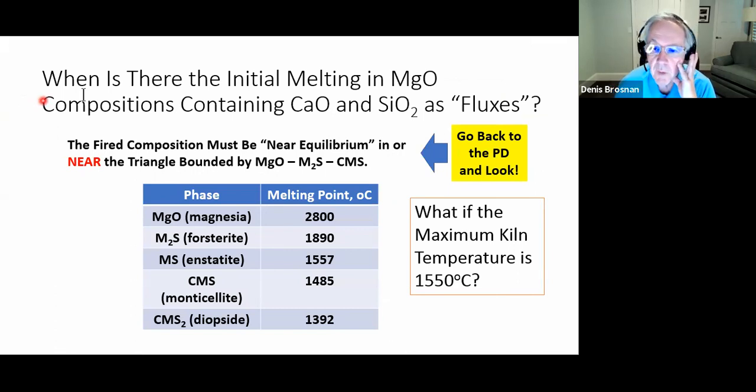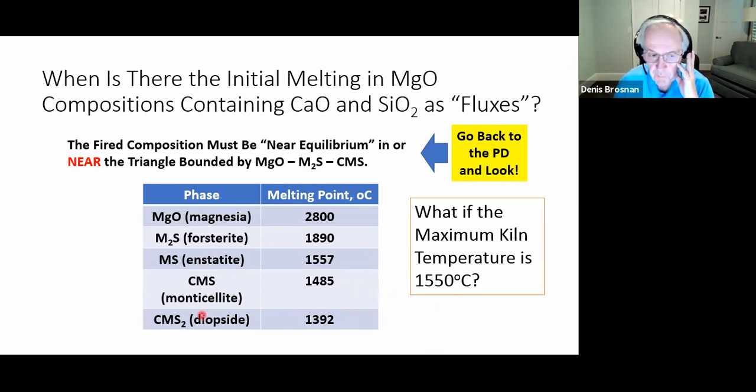So where's the initial melting in this system of high MgO compositions? Well, MgO melts at a very high temperature, much higher than you can ever get in a gas-fired kiln. Forsterite down here around 1890. Monticellite down here at 1485, and some other things that could be present in non-equilibrium conditions. So what if our maximum firing temperature that we can attain is 1550? Then we have to rely on monticellite to be present or fluxes.